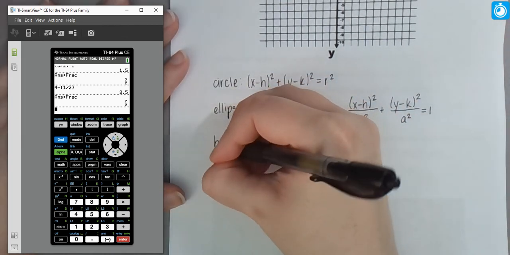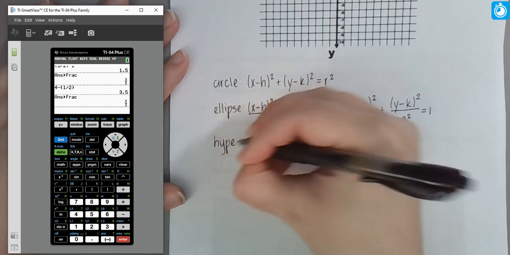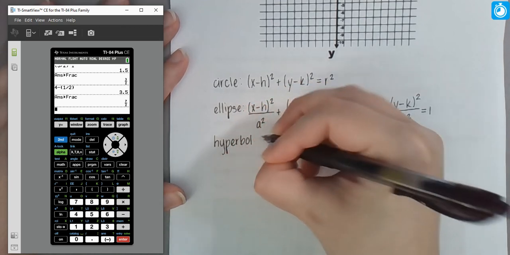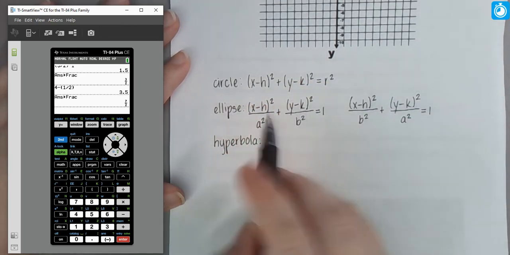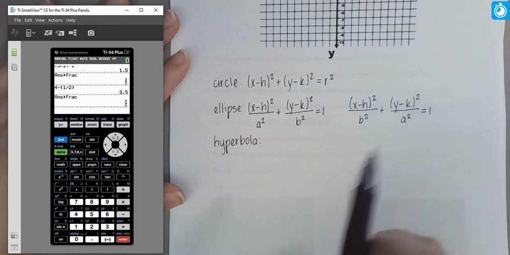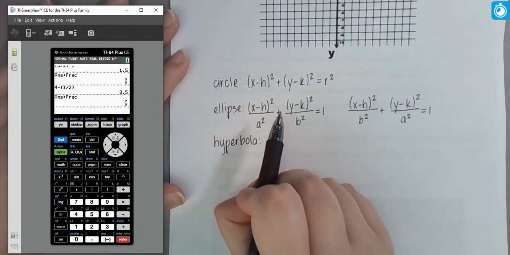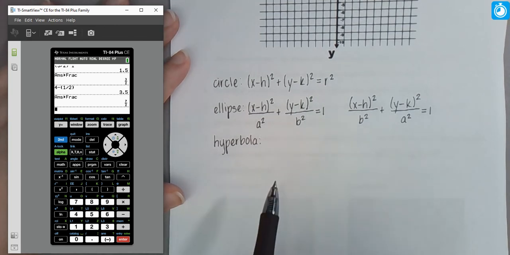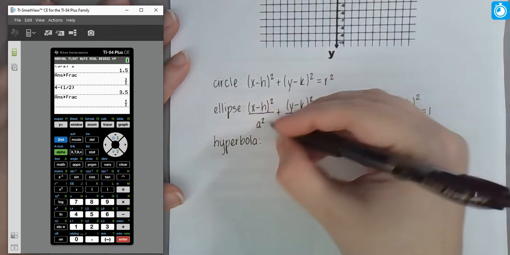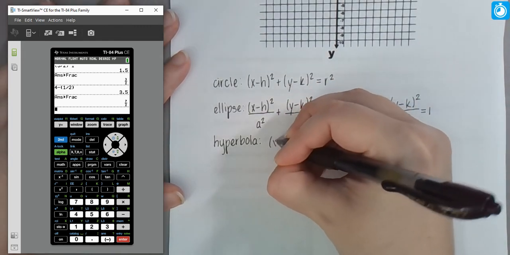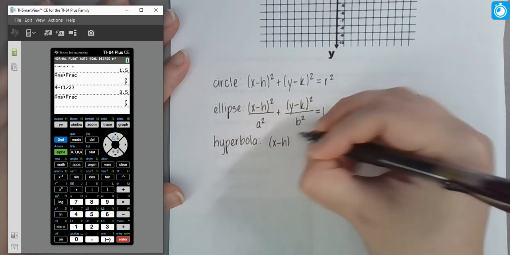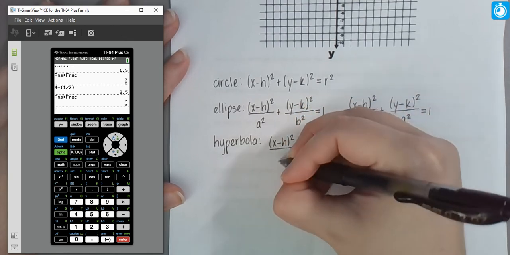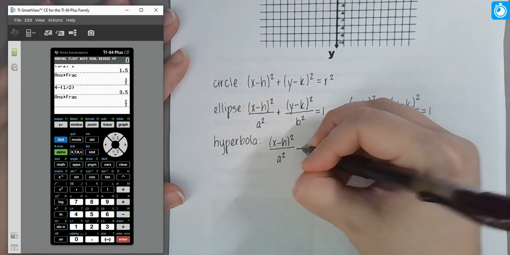Now we also have the hyperbola, which looks very similar in form to the elliptical equations with one major difference. We change to subtraction. Also, the way we determine A and B changes. A is always going to be the value associated with our positive term, since once we change to subtraction, we now have a positive and a negative term.